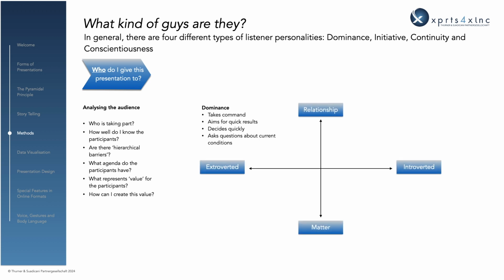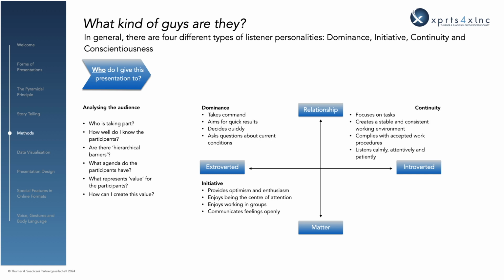The dominance type can be found in the quadrant between relationship and extroverted. The dominance type takes command, aims for quick results, decides quickly, asks questions about current conditions. The type initiative is more interested in the subject matter. He or she provides optimism and enthusiasm, enjoys being the center of attention, enjoys working in groups, communicates feelings openly.